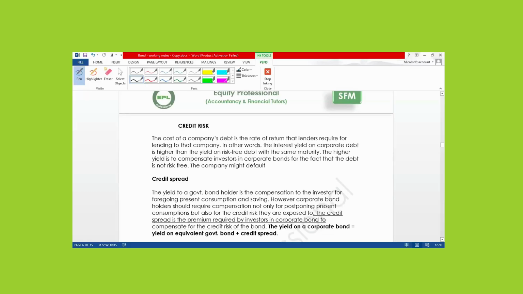If I invest my money in a corporate bond, such as a Dangote bond or Flour Mills bond, Nigerian Bottling Company's bond, I'm going to expect additional return to compensate me for the credit risk associated with corporate bonds.